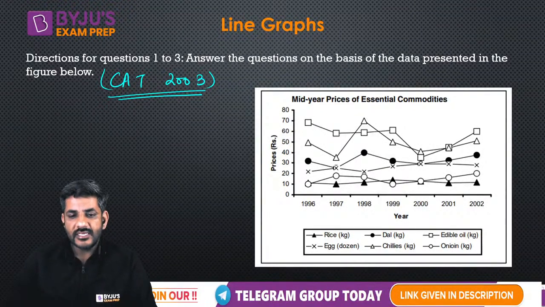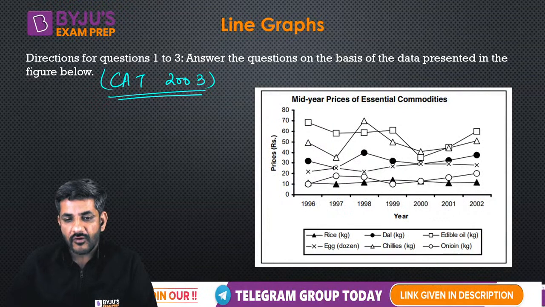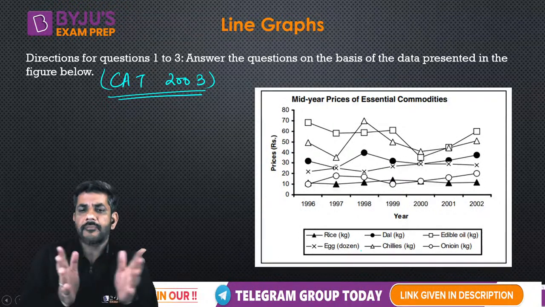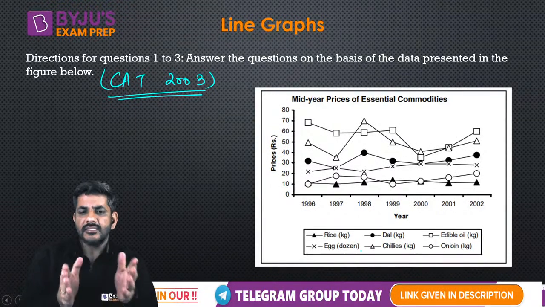Okay. So these are basically the graphs of rice, dal, edible oil, eggs, chilies, and onion. And these are the mid-year prices of these commodities, as he says.